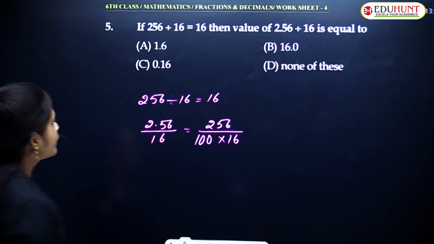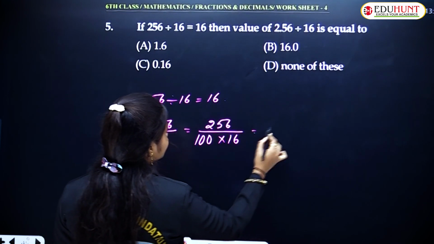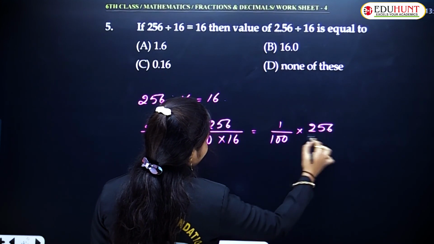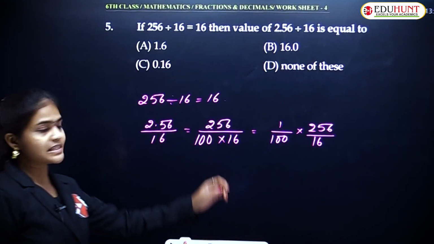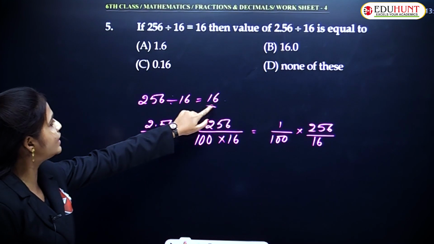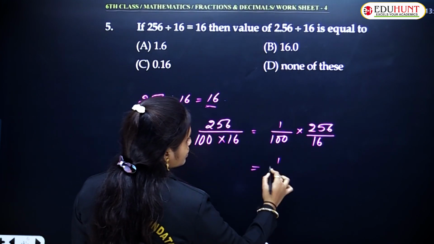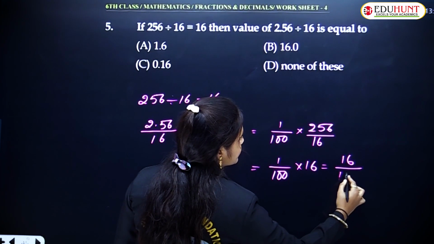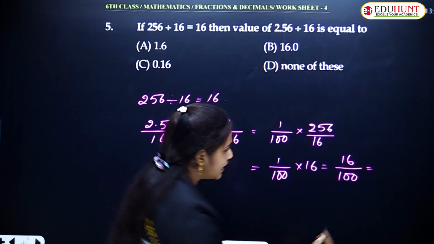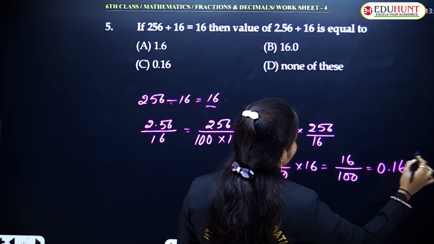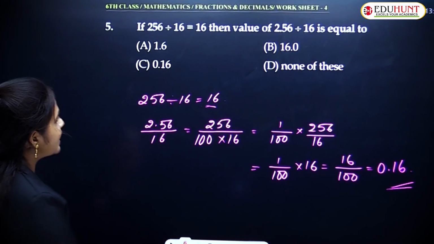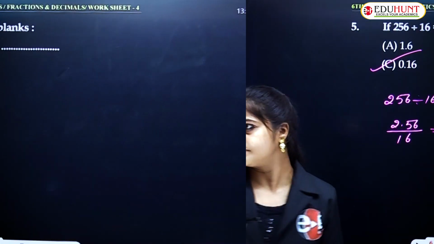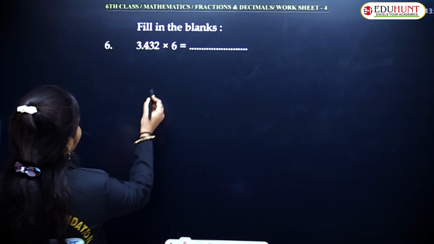Am I clear to you? So as per this, we know 1 by 100 into 256 by 16. And we know that 256 is divisible by 16. The value is 16. So 1 by 100 into 16 equals 16 by 100. And finally the answer is 0.16. Which option is satisfying? Option C is satisfying, 0.16. So children, next one.